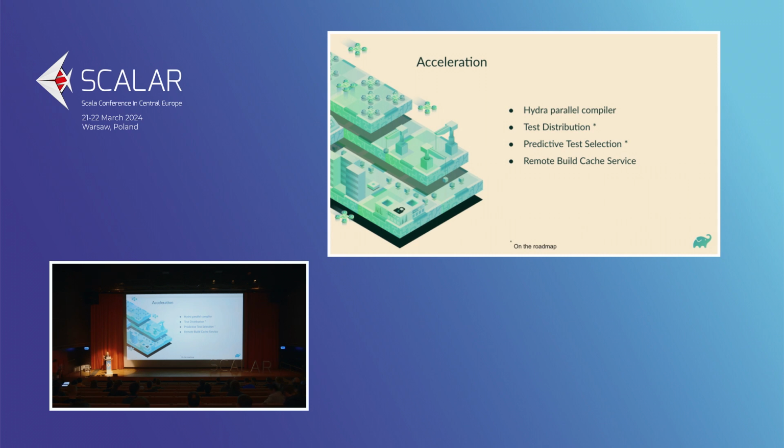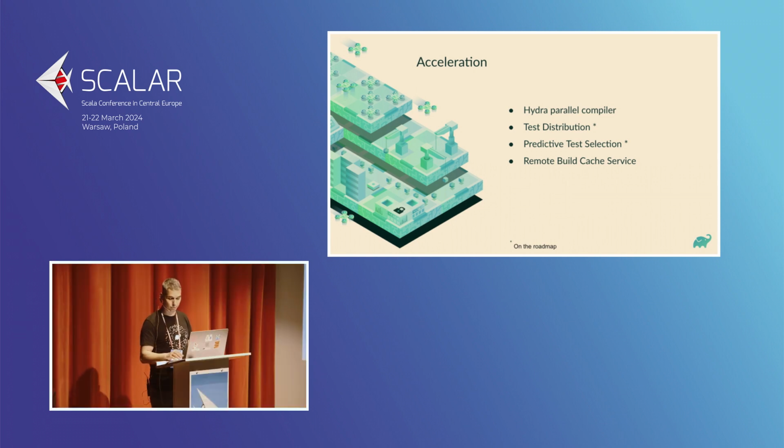So some tests never fail for certain types of changes. And even though if you take the build level dependencies, you should run them, we can speed up, let's say, pull requests by not running those tests, and you can run them on main. And the last one is a remote build cache service, which is something we're actively working on today. So we should have this very soon.